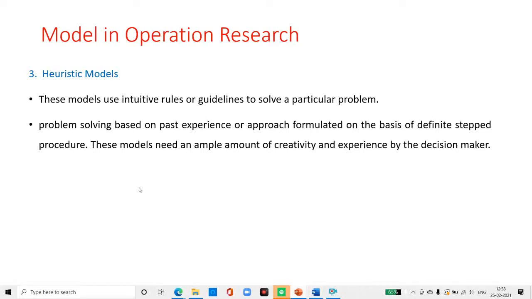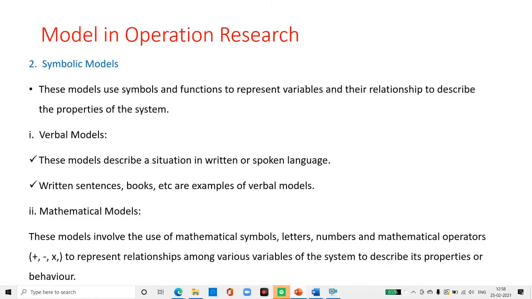So these models need an ample amount of creativity and experience from the decision maker. Based on past experiences and creativity, the decision maker will decide and solve the particular problem. So this is a heuristic model.